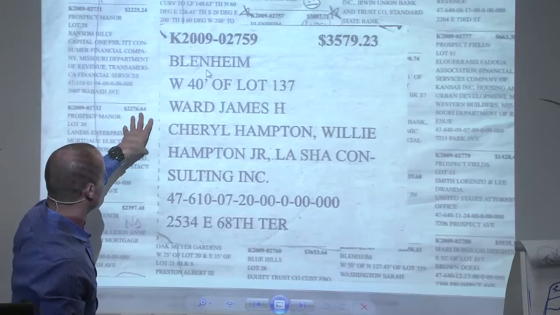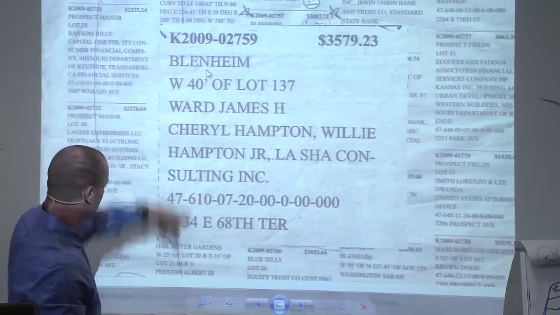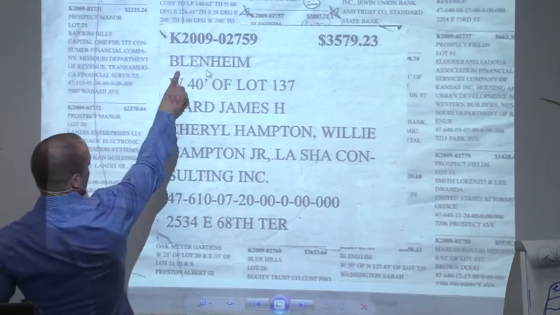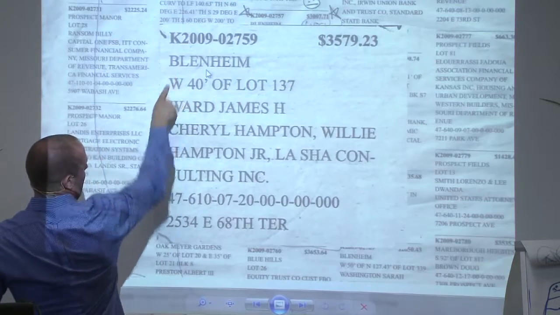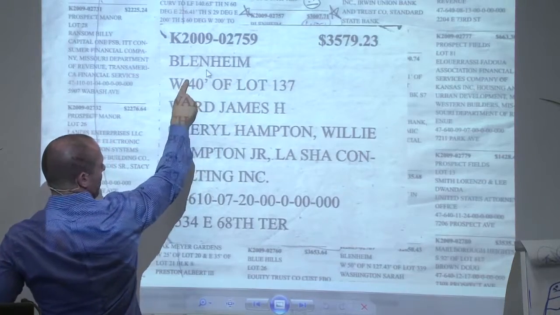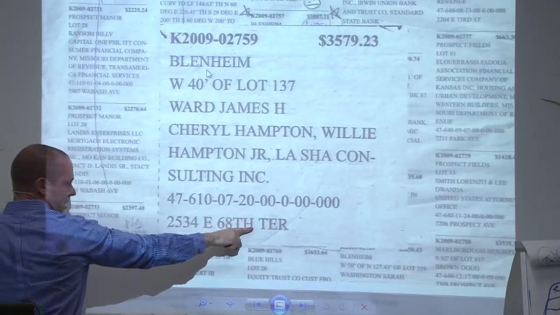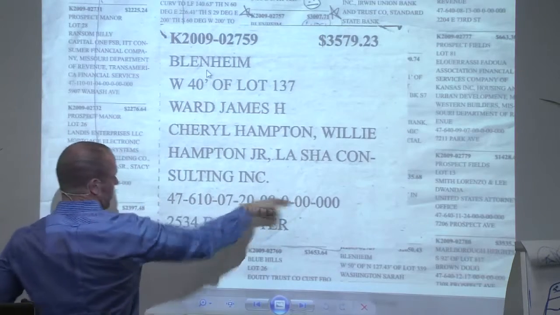So the example I was using was this one here. That's why they put this up here. This one on 68th Terrace. So this subdivision, which is Blanheim, which I buy a lot in. So it's the west 40 feet of lot 137 in Blanheim. That is the legal description. The actual address of the house is here, and the parcel number is here.